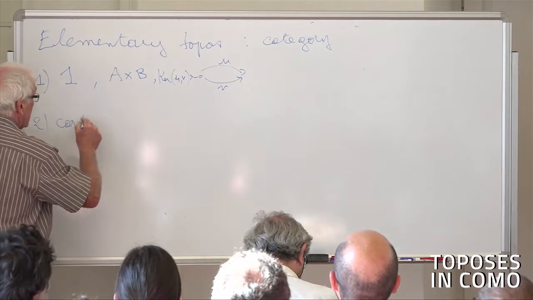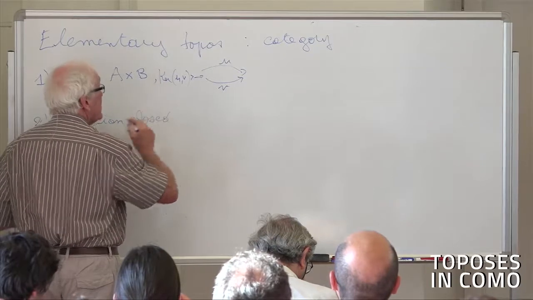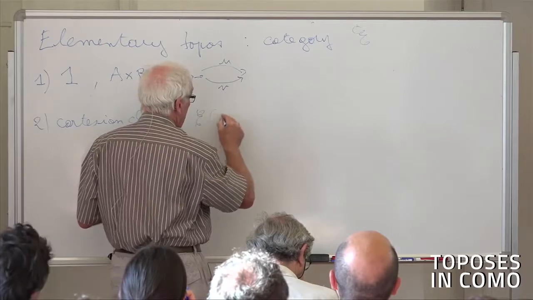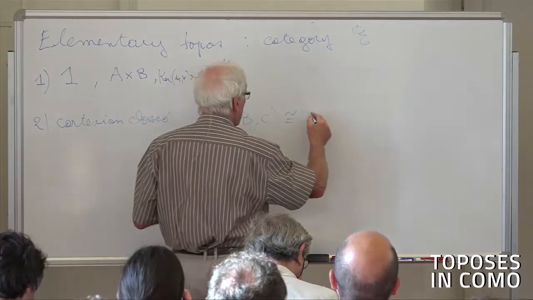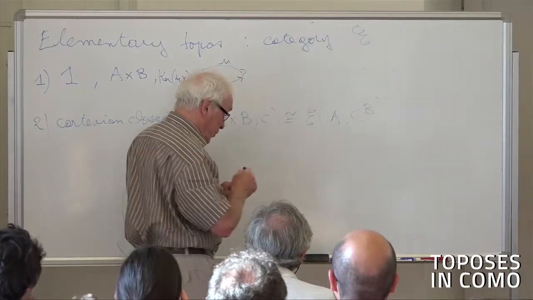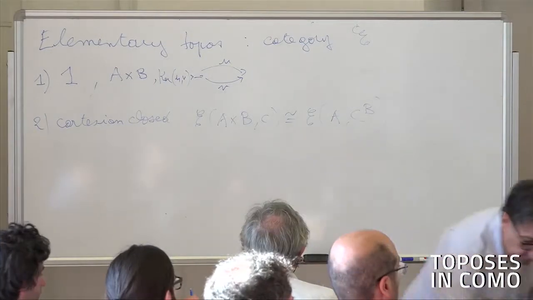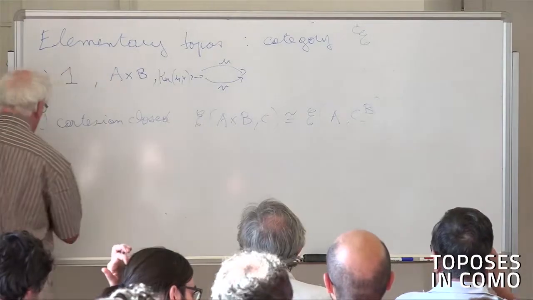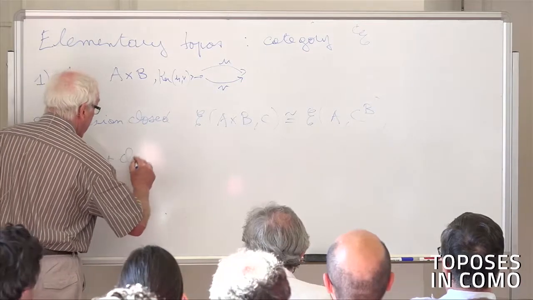Second, it is Cartesian closed. So meaning that in this category, let me call it E, you always have an exponentiation. There exists an exponentiation which gives you the Cartesian closed adjunction. And three, you have a subobject classifier.